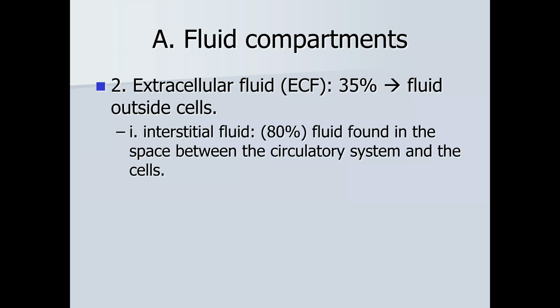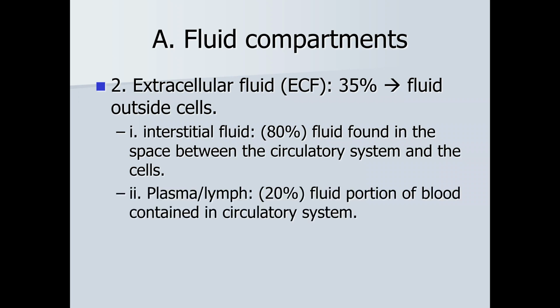So we have interstitial fluid, which is responsible for 80% of the extracellular fluid, and it's the space between the circulatory system and the cells. This is a concept that some people never quite get: number one, cells aren't flat. Some cells are flat, but most cells are round in shape, and they're surrounded by a capillary network, but there is a space between the capillary and the cell. That fluid-filled space is called interstitial fluid. So interstitial fluid is 80% of that 35%, and 80 times 35 is 28%.